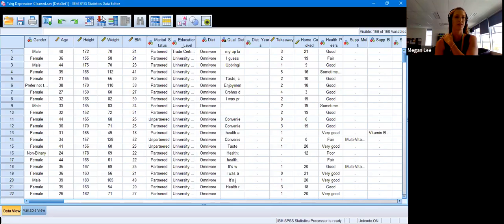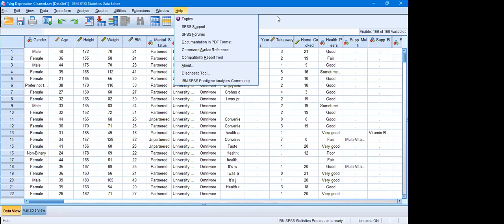I cannot see my menus at the top. I need to be able to use, oh, they're there, okay.